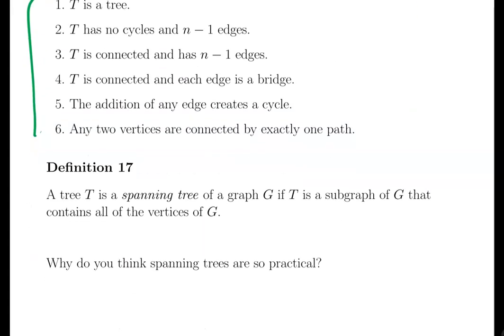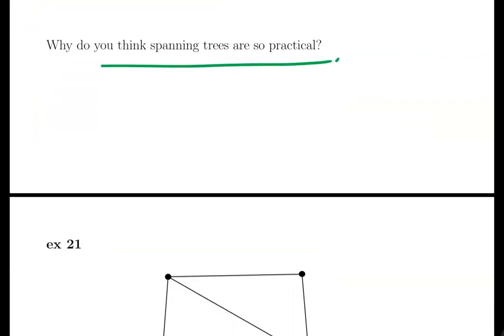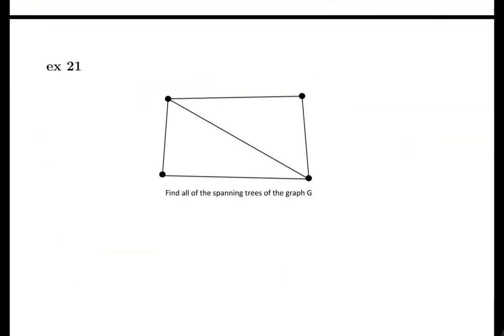Okay? And so a tree is a spanning tree of a graph G if T is a subgraph that contains all the vertices. And again, why are spanning trees so practical? They're great anytime you want to be efficient with anything, whether it's cost, whether it's electrical resistance, whatever you want to think of. Spanning trees are kind of minimum coverage situations. So they're definitely cost effective.